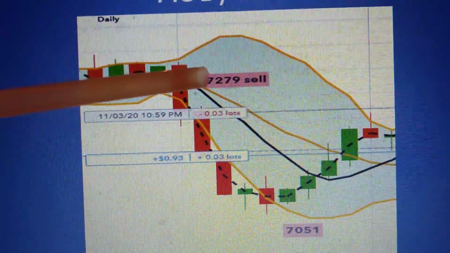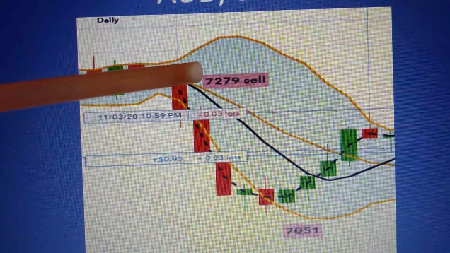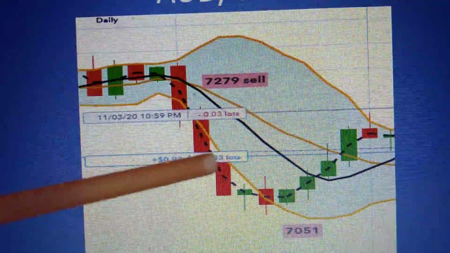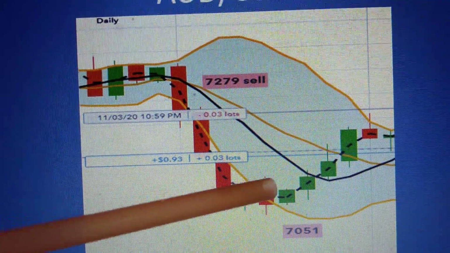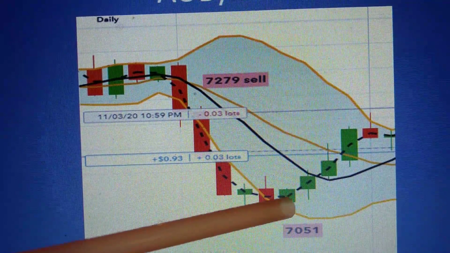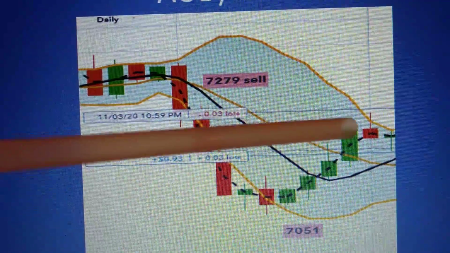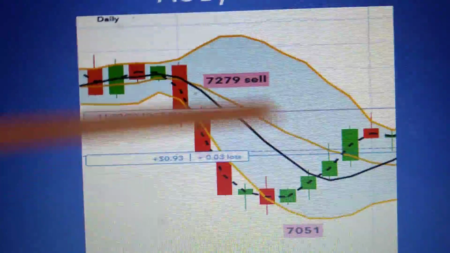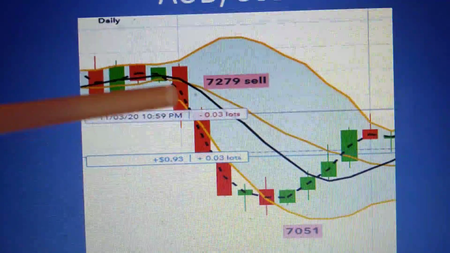So you put in the sell around 72, 79, and you're going to wait for the bands to once again step away from the Bollinger Band average and move to the other side of the pair. And this is the daily chart.